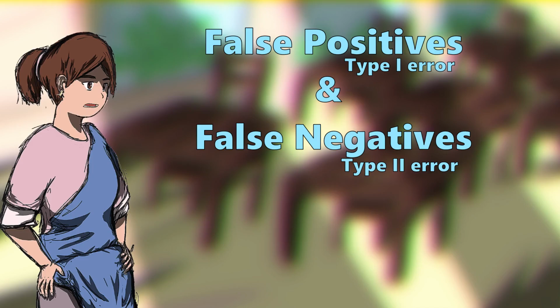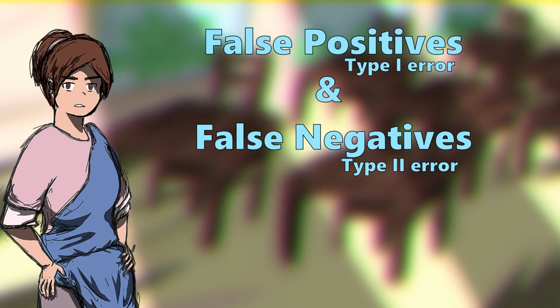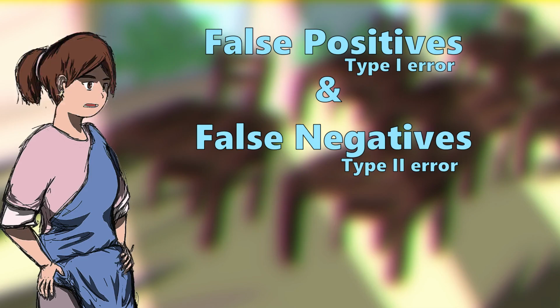Consider a cybersecurity system that detects malware in a network. If the system falsely flags a legitimate file as malicious, that is a false positive. On the other hand, if it fails to detect an actual virus, that is a false negative.